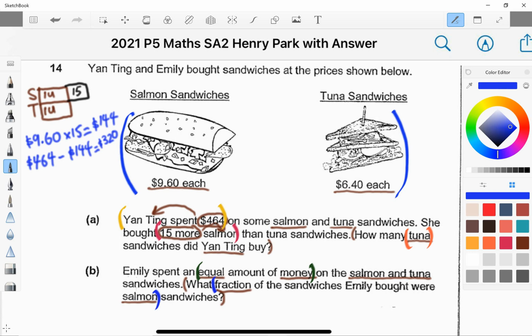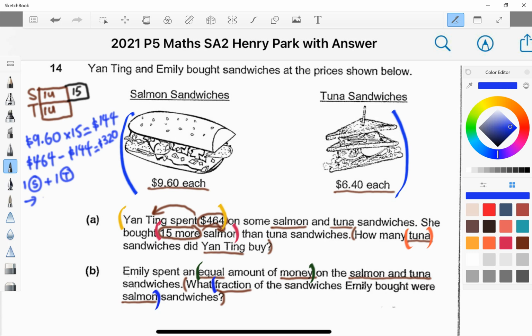So they say that Yanting bought 15 more salmon sandwiches as compared to tuna sandwiches. And if you realize that if we have removed away the 15 salmon sandwiches, she would have equal numbers of salmon and tuna sandwiches. So what is the price of one salmon and one tuna?